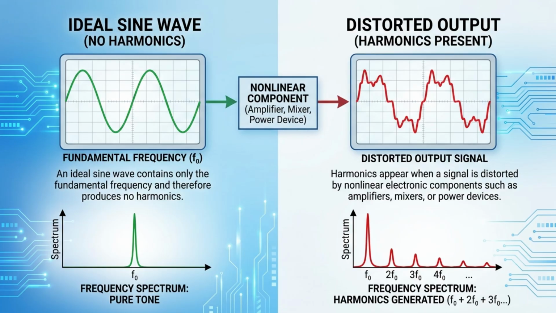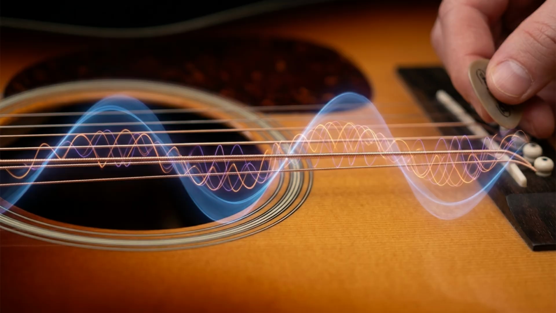An ideal sine wave contains only the fundamental frequency and therefore produces no harmonics. Harmonics appear when a signal is distorted by nonlinear electronic components, such as amplifiers, mixers, or power devices. Intuitively, imagine striking a guitar string. Although you hear one musical note, the string naturally vibrates in several modes at the same time. These additional vibrations produce harmonics that give each instrument its unique sound. Electronic signals behave in a similar way when distortion is present.